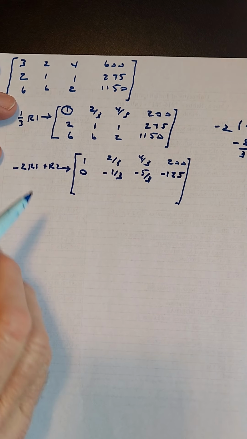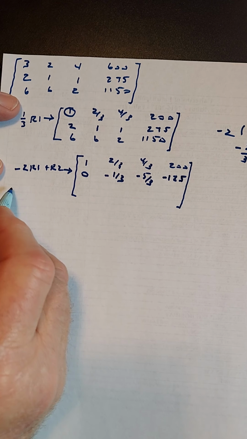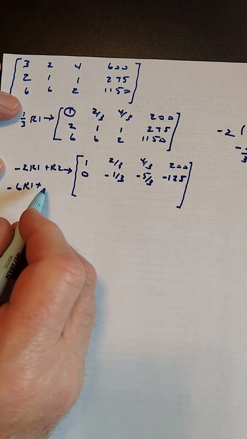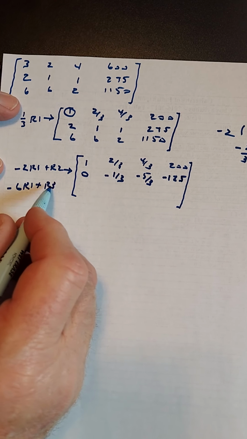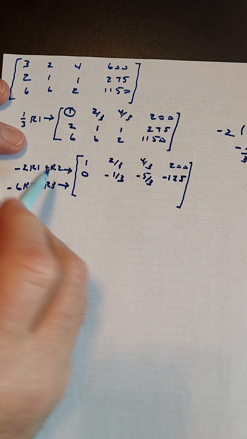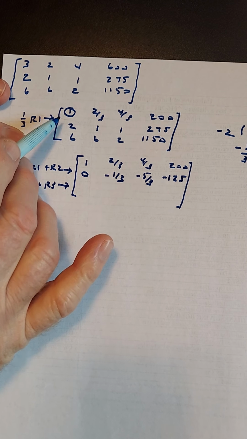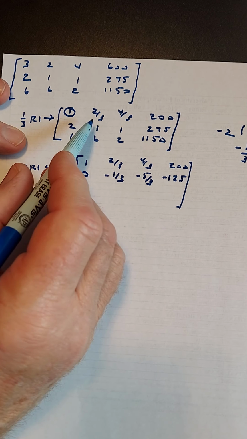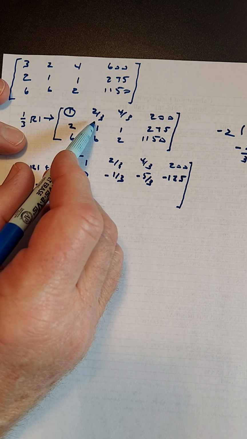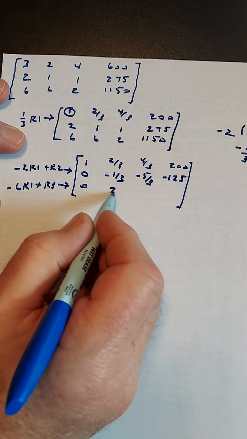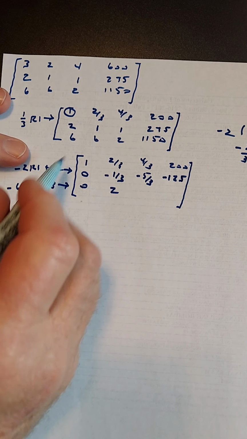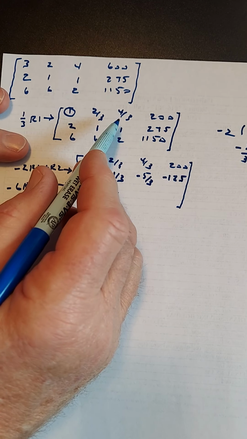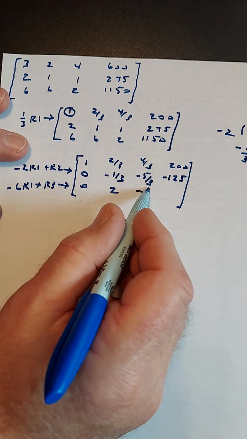Now we go to the bottom row. To get a 0 here, I'm going to take -6 times row 1 plus row 3. So -6 times 1 is -6 plus +6 is 0. -6 times 2/3, that's going to be -4 plus 6 is 2. -6 times 4/3, that's going to be -8 plus 2 is -6.